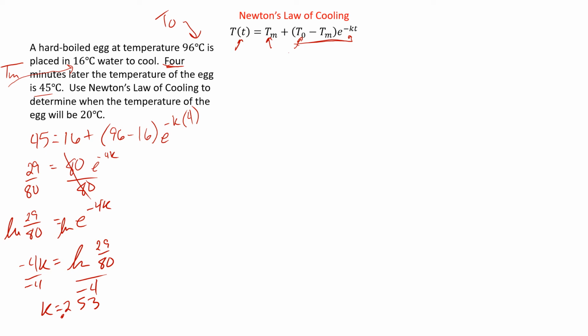If it's what is the temperature at a certain time, you plug that time in for t, and you just simplify the equation. That's definitely the easier of the two. So we're doing determine when it will be 20 degrees.